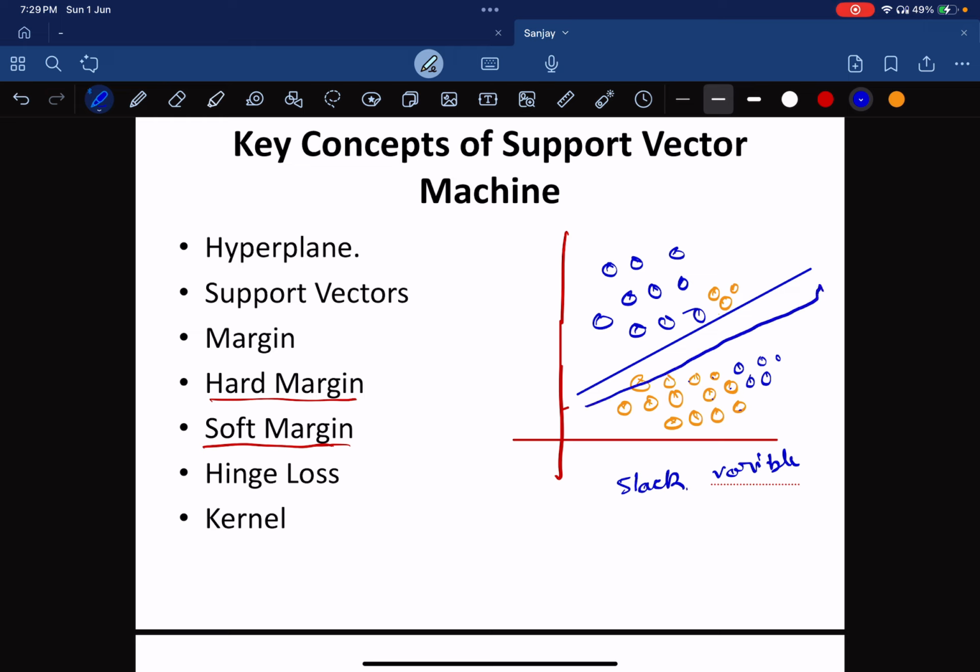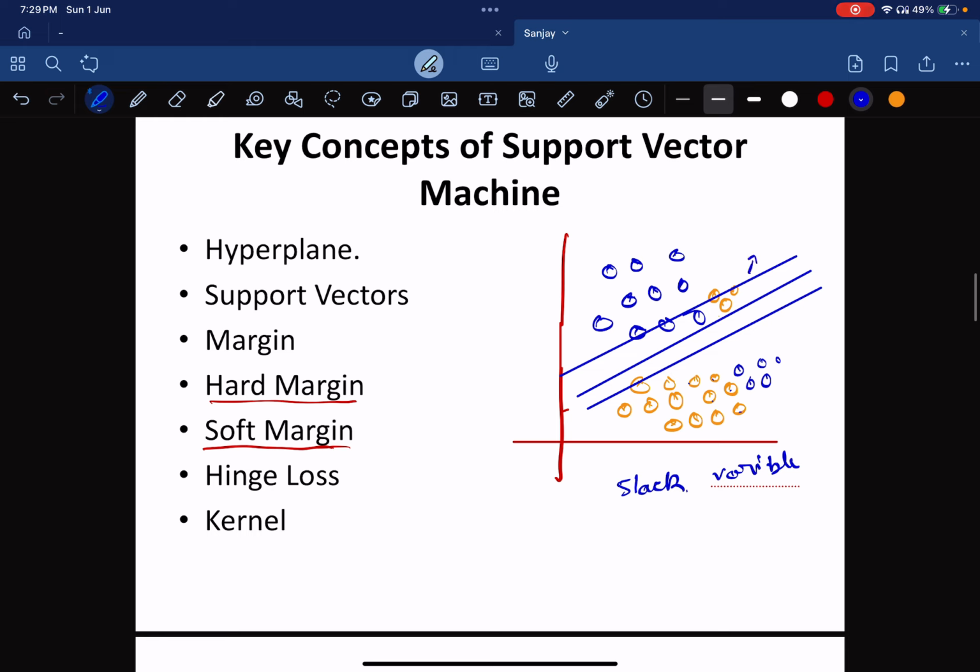For example, this is the margin for the blue class. This is the margin for the yellow class. This is the hyperplane. In this soft margin, it allows some data points in the other classes, and it will introduce this slack variable if some data points are placed inside the margin.